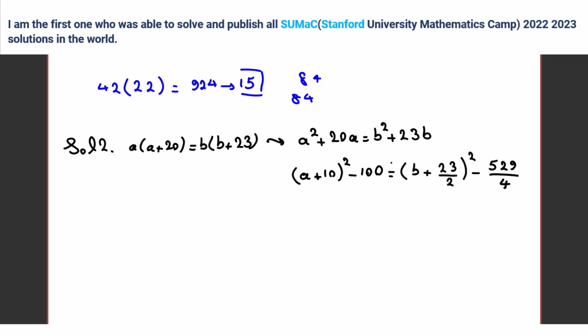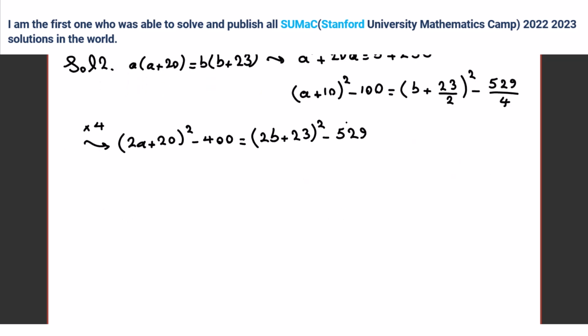Now, because we are working with integers, we don't like the denominators, right? Yeah. So we should multiply both sides by what? 4. Yes, so it would be what squared then? 2a plus 20 squared minus 400 is equal to 2b plus 23 squared minus 529.